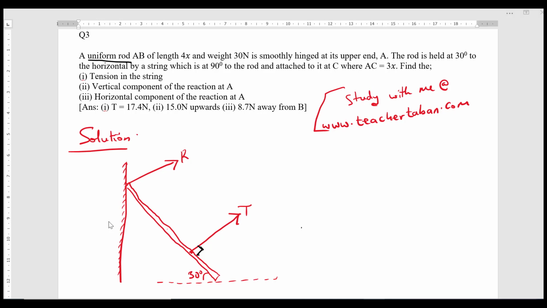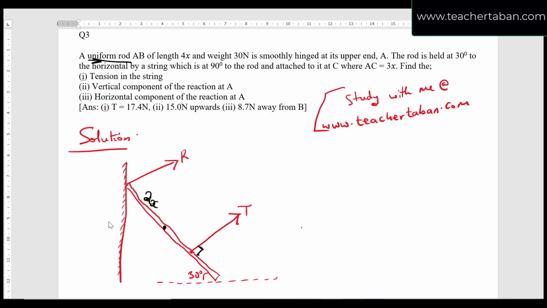So the rod is of length 4x, which means that if it is uniform, just like in the question, then its weight acts in the middle. So if this is 2x, that is 2x, then the weight acts vertically downwards in the middle, and that is 30 newtons. And then the rod is held at 30 degrees to the horizontal, by a string that is acting at 90 degrees to the rod attached at point C.